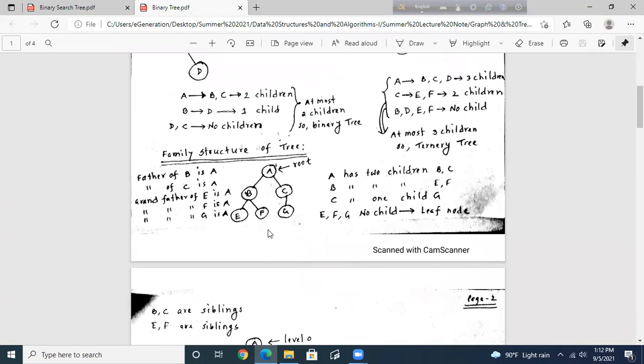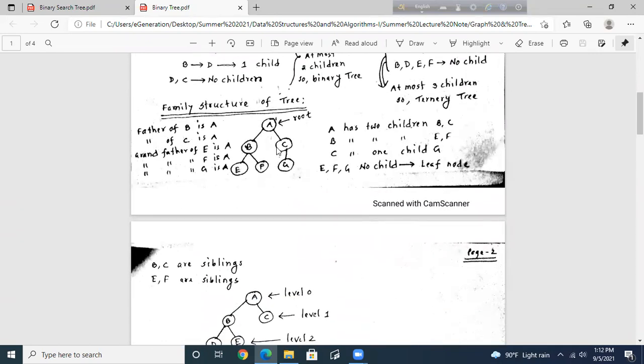Another thing you have to know: B and C are siblings because B and C have the same father. And E and F are siblings because E and F have the same father.